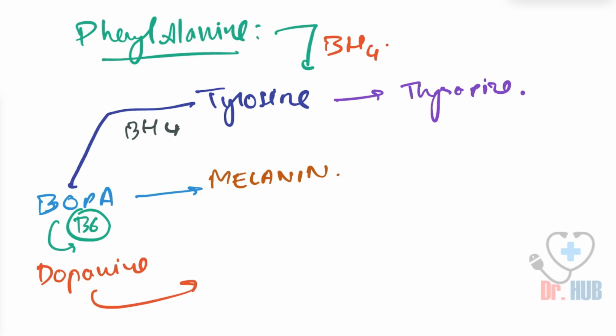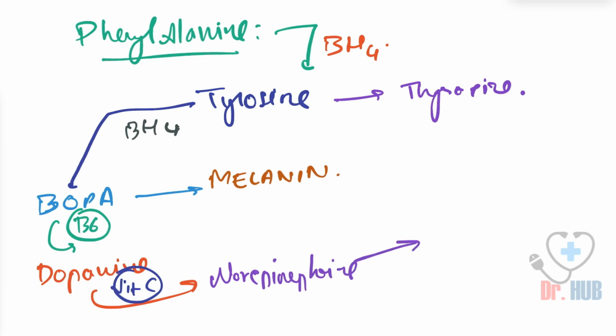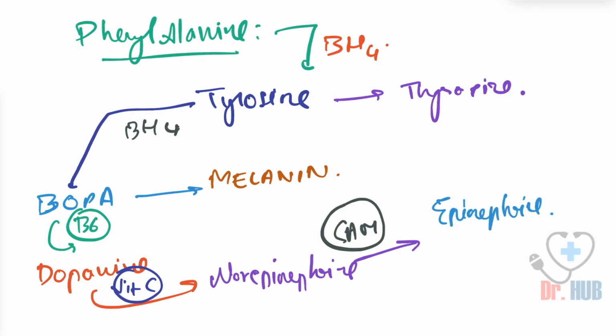So now this dopamine in presence of vitamin C leads to norepinephrine. And here in presence of SAM, it leads to the epinephrine. So this is how phenylalanine is converted to the epinephrine.